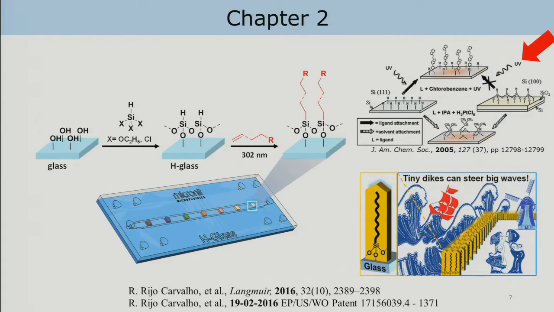The graphical abstract shows that we can use molecules with certain hydrophobic properties to actually steer water, and they kind of function as tiny dikes that can steer big waves. But how big are these waves and how tiny are these dikes?